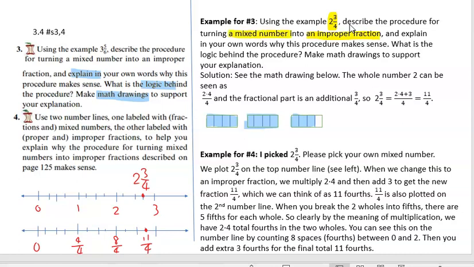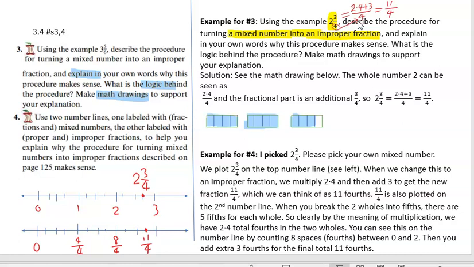So from mixed number to an improper fraction, and explain in your own words why the procedure makes sense. We learned in algebra class that when we convert a mixed number to an improper fraction, we multiply. First of all, we keep the denominator 4. The numerator is going to be the whole number 2 times the denominator plus the numerator. And that's the process we memorized.